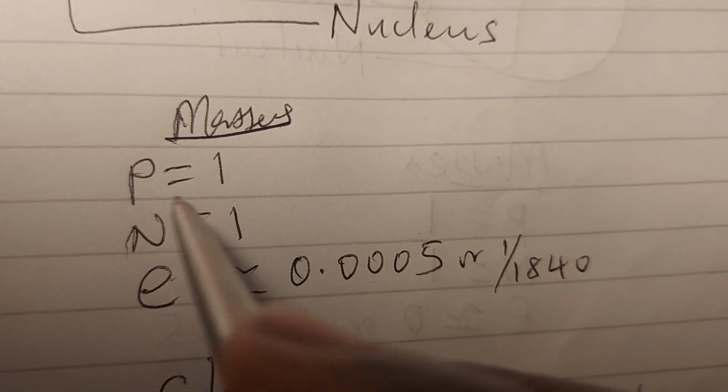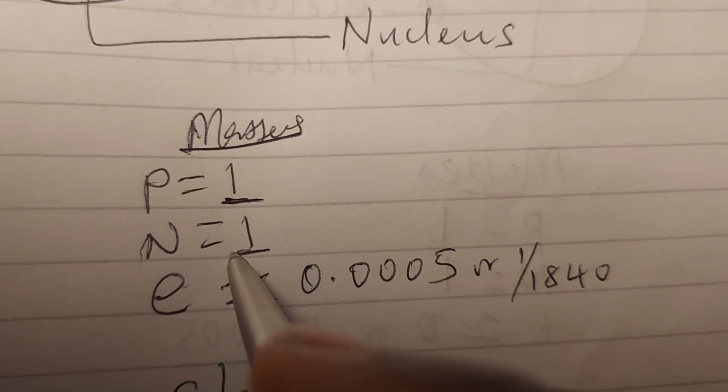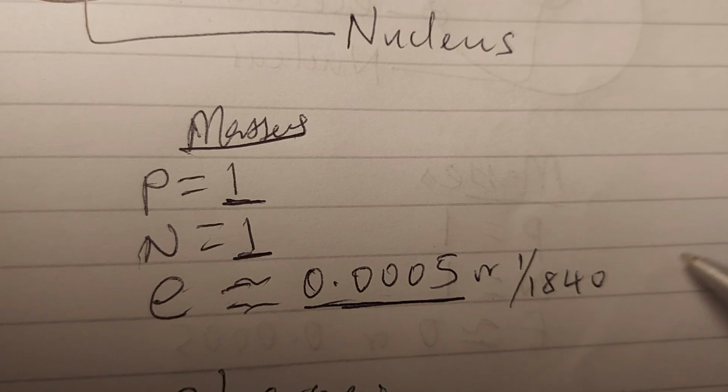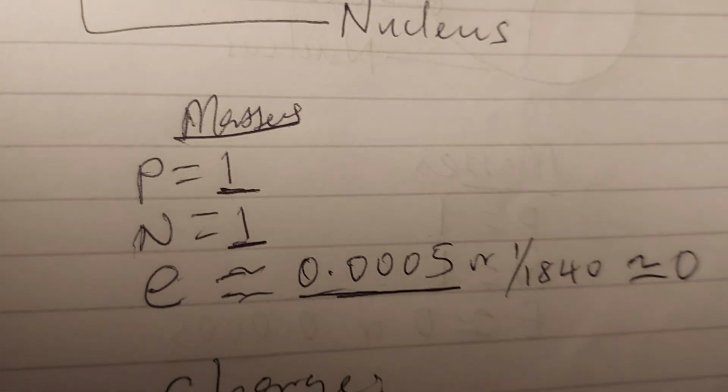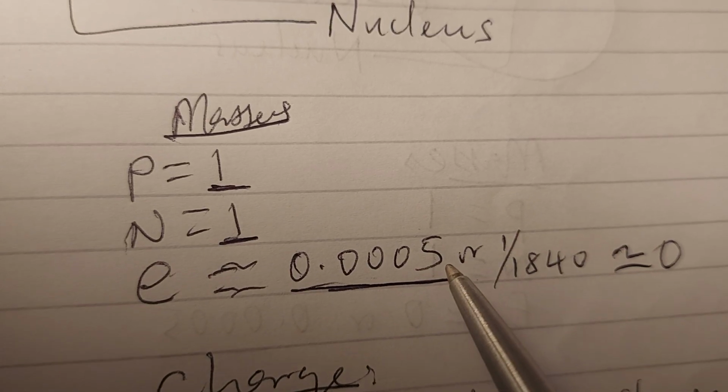Right, in terms of masses, the relative mass of proton is 1, neutron is 1, and electron is that number. Also, sometimes they can even put 0. That is still fine, because this is almost 0. Look at that. It's that small.